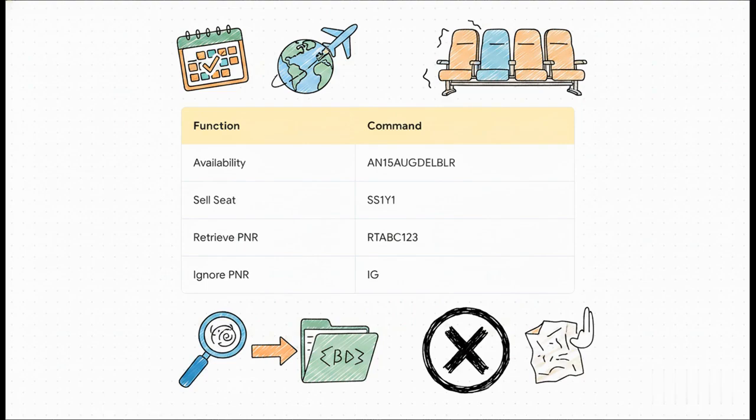Once a PNR is created, you can call it back up instantly using the retrieve command, which is RT followed by the booking code. And hey, if you make a mistake while building a booking and just want to scrap the whole thing and start over, you simply type IG to ignore it.